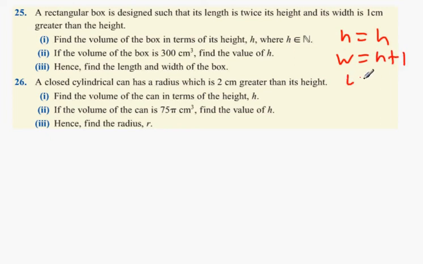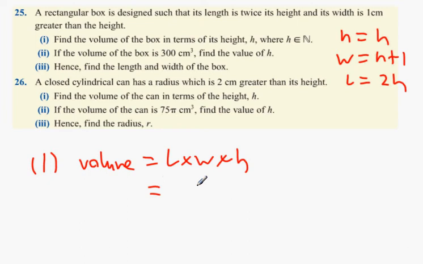Its length is twice its height, which is 2h. Volume of a box is length by width by height. This is going to be a cubic equation. It's going to be 2h by h plus 1 by h.